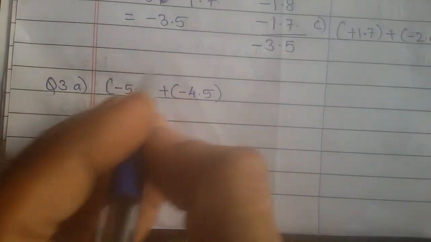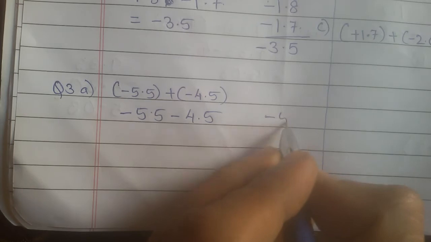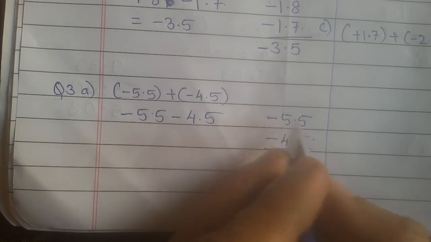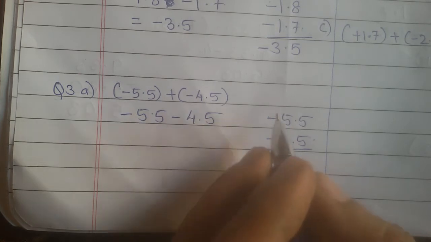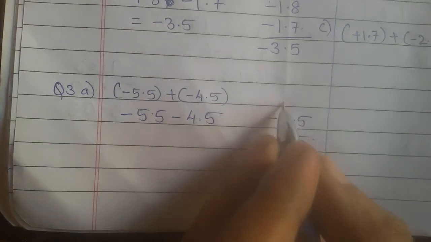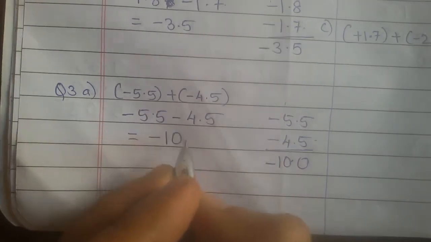Question number 3a. Minus 5.5. Eliminate the double sign. Plus and minus. Plus into minus will be minus 4.5. Minus 5.5 and minus 4.5. Which number is greater? 5.5 is greater. The sign is minus, so minus will be the sign, but we have to add two negative numbers. When we come across the two negative numbers, we have to add. 5 plus 5 is 0 and 10. Answer is minus 10.